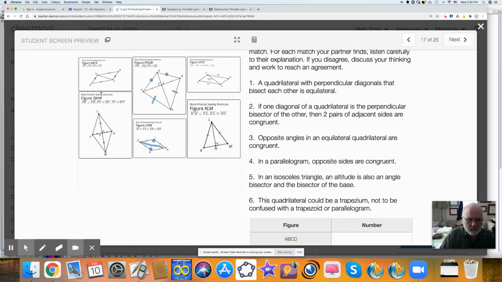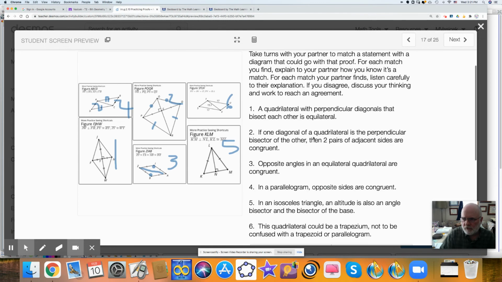In a parallelogram, the opposite sides are congruent. We've actually done this in class, where we went through proving with the angles that the two triangles are congruent, and by CPCTC that the opposite sides would be congruent. So that's this one. Parallel, that's number four. So you're supposed to match these up. So this would be number one, this would be number two, this would be number three. Let's see, number four, the isosceles triangle is number five, and number six would be this one. You put those in the table, and you can look at my answers down below.